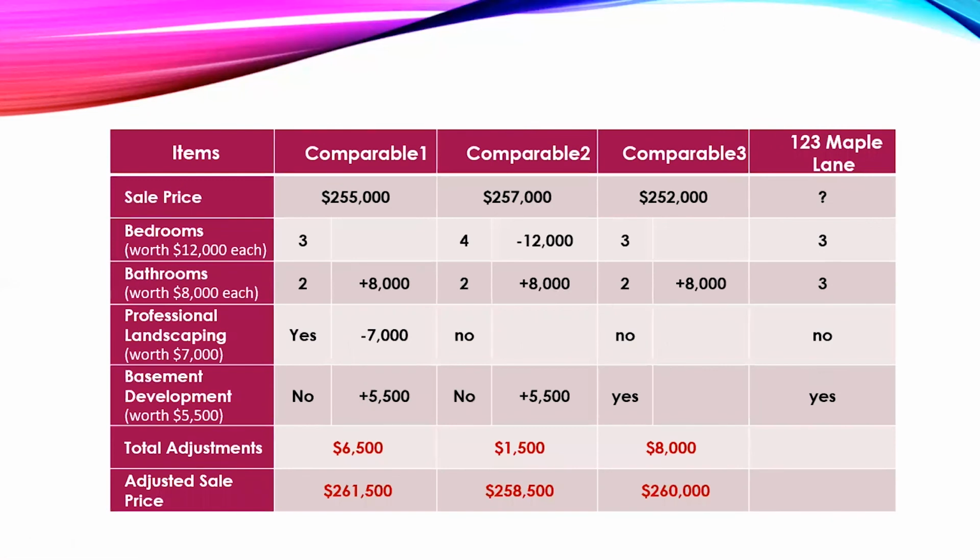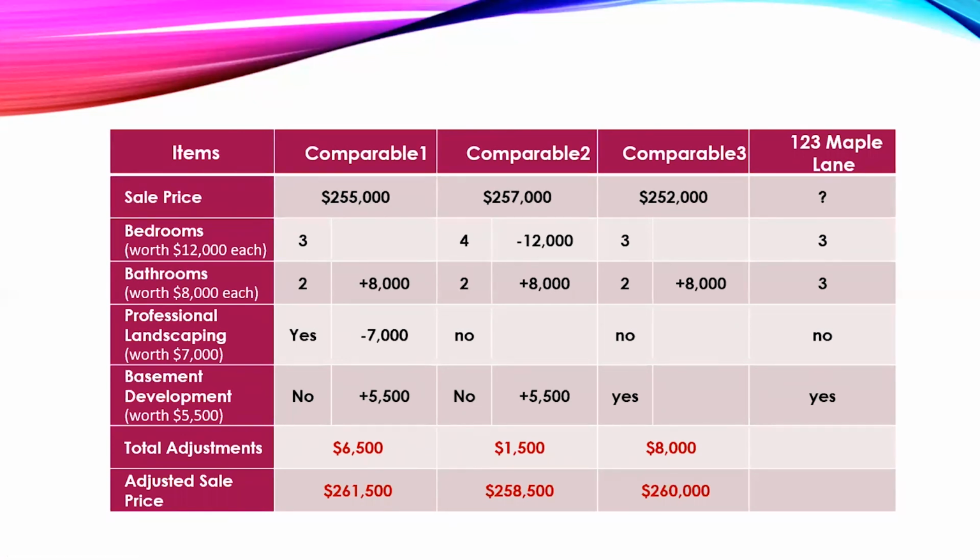All right, so this is how we would go about solving this question here. So first of all, comparable 1. We'll do them one at a time. So we don't want to go across, we want to go down. So we want to figure out all the adjustments for one property before we move on to the next property.